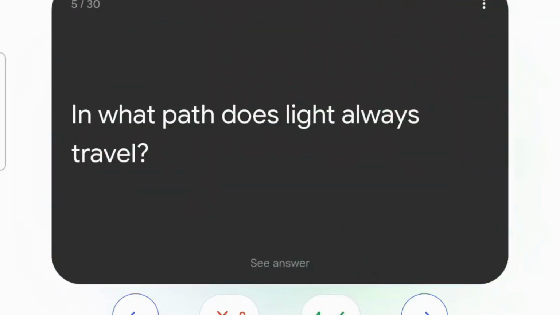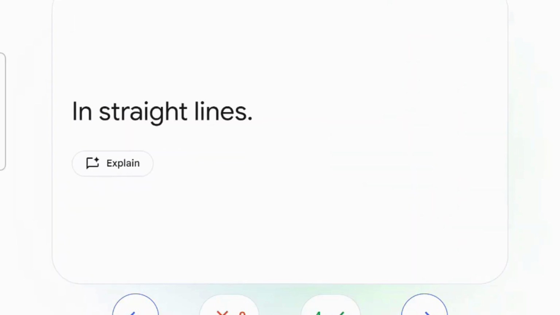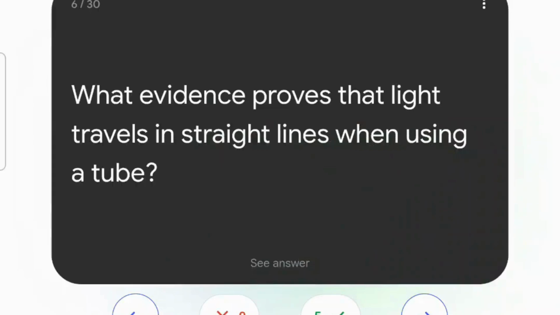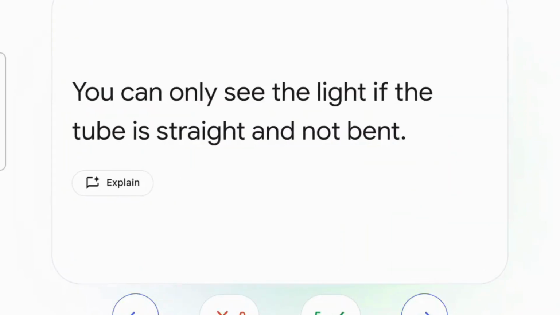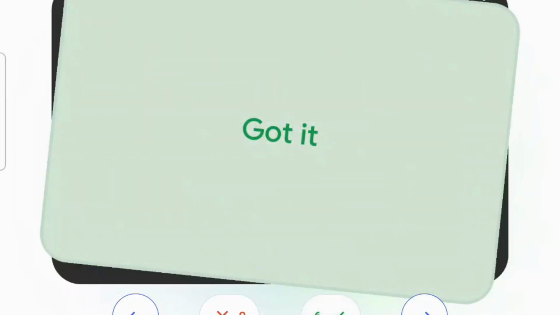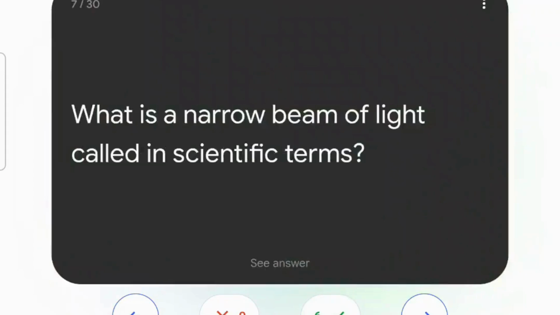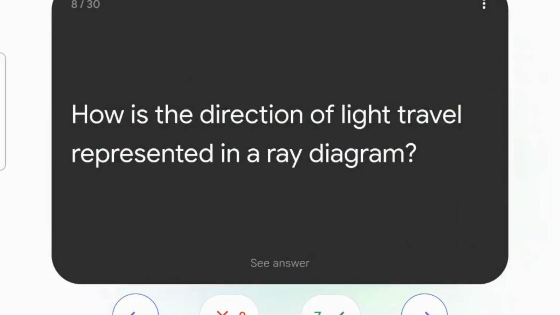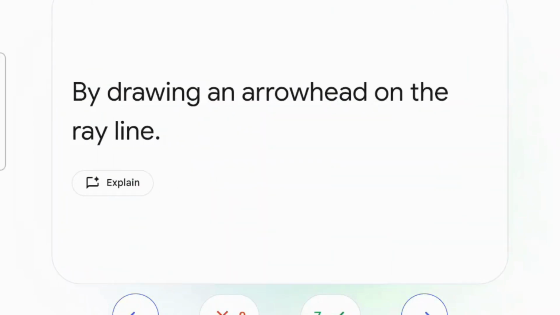In what path does light always travel? In straight lines. What evidence proves that light travels in straight lines when using a tube? You can only see the light if the tube is straight and not bent. What is a narrow beam of light called in scientific terms? A ray. How is the direction of light travel represented in a ray diagram? By drawing an arrowhead on the ray line.